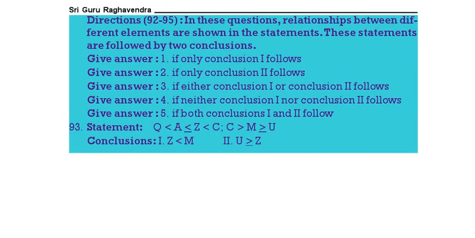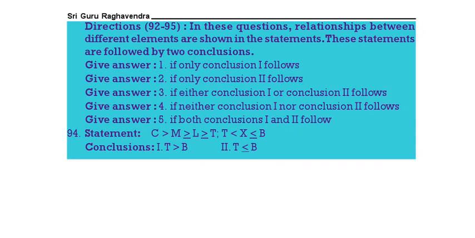93 question. Q less than A less than or equal to Z, Z less than C, C greater than M, M greater than or equal to U. Now, Z less than M, Z less than C, C greater than M. This one does not follow. U greater than or equal to Z. From Z to U, again there is no common symbol. Neither 1 nor 2 is the correct answer.